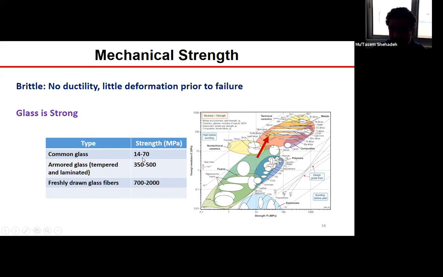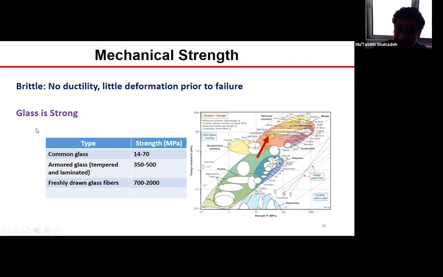So in common glasses, the strength ranges between 15 to 70 megapascal, which is comparable, for example, to materials such as magnesium. If we have tempered glass, the strength can go up to about 500 megapascal. That's stronger than steel. Glass fibers can exhibit a strength value that could reach 2000 megapascal. That's even stronger than tungsten.